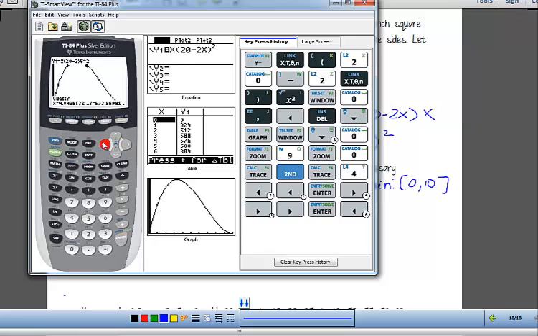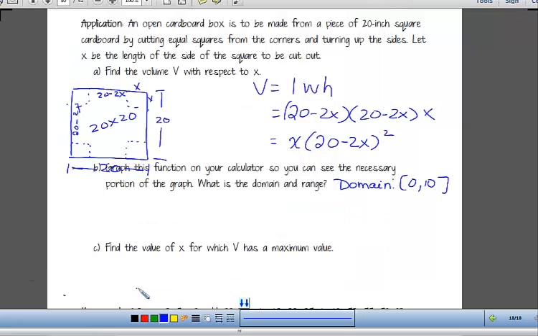It doesn't have to be a great guess. And so at 3.333 and so on, we get y equals 592.6, approximately. All right, so I'm going to say then that my range is from 0 to 592.6.